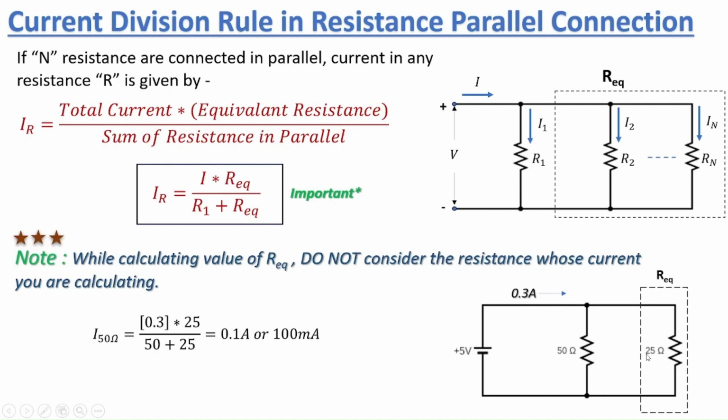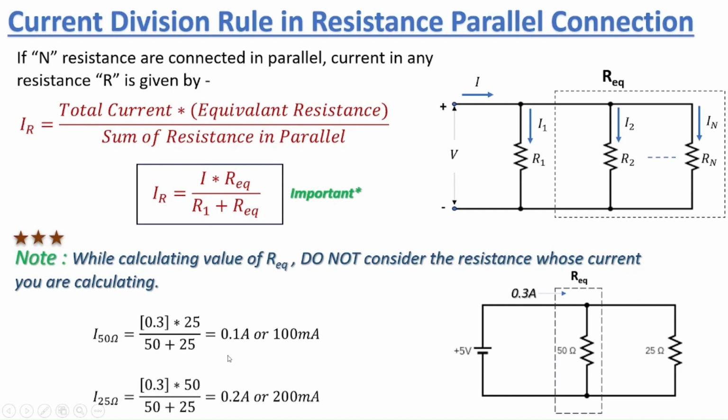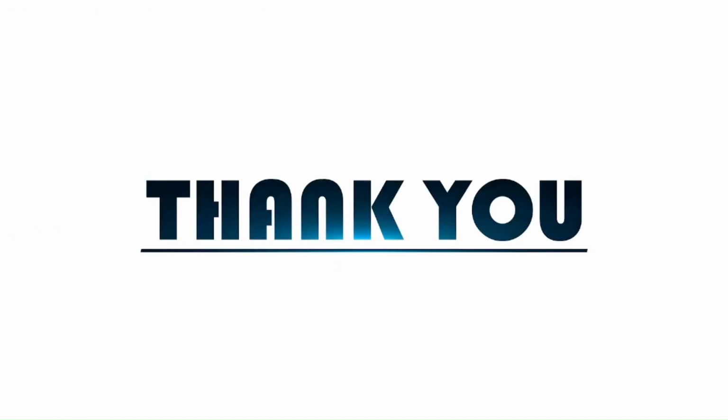Now, if I want to calculate the current in the 25 ohm branch, I'm going to shift my R equivalent from here to here like this. And now the formula becomes I25 equals 0.3 multiplied by 50, where 50 is my R equivalent value here, divided by 50 plus 25. And this will come out as 200 milliamperes. So this is how you can calculate the current in each branch when the resistances are connected in parallel. So that's all for this lecture. In the next lecture, we will discuss the series parallel combination of inductor and capacitor. Thank you very much.